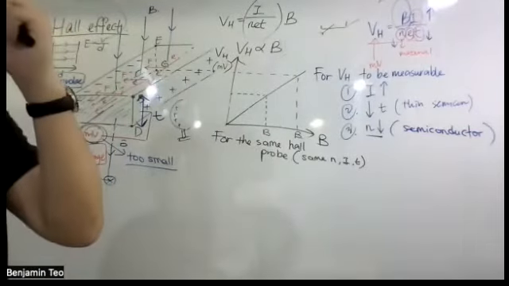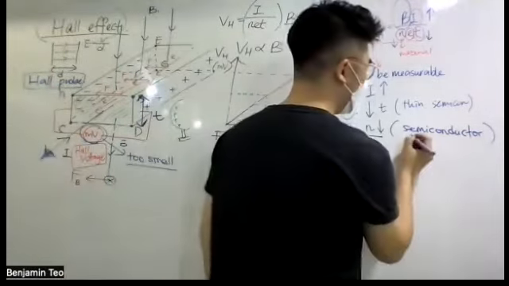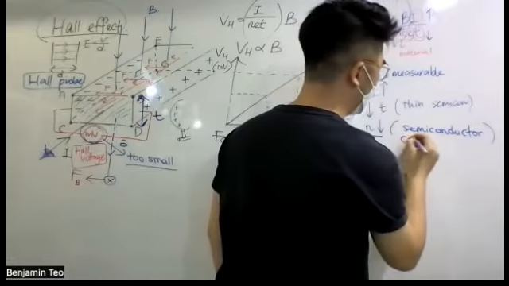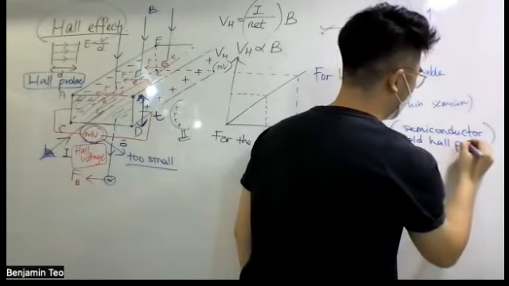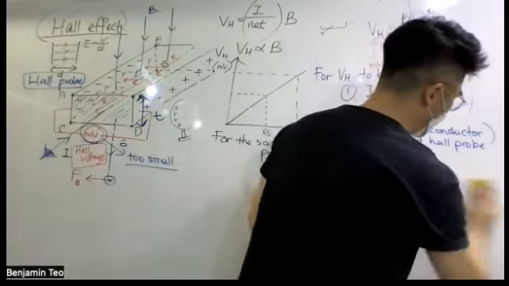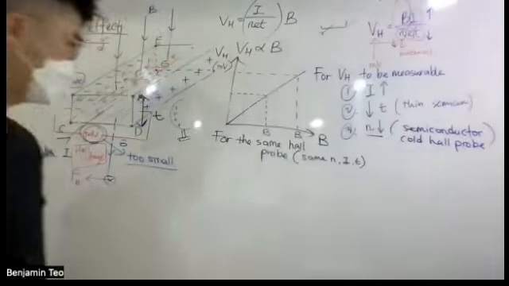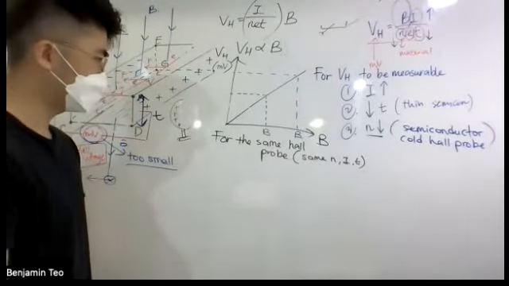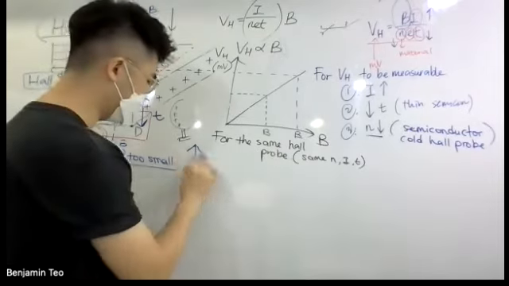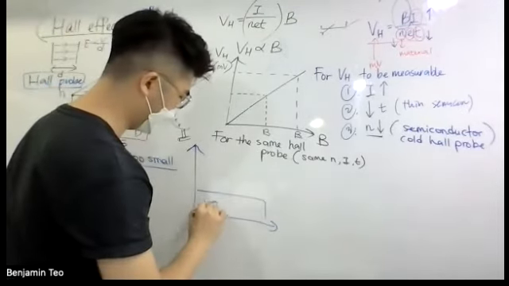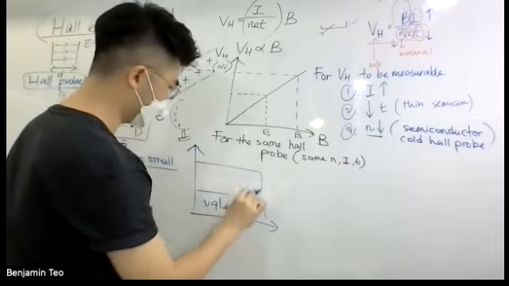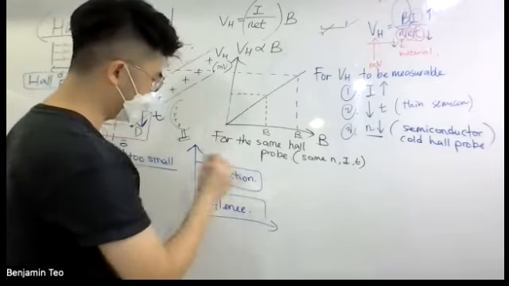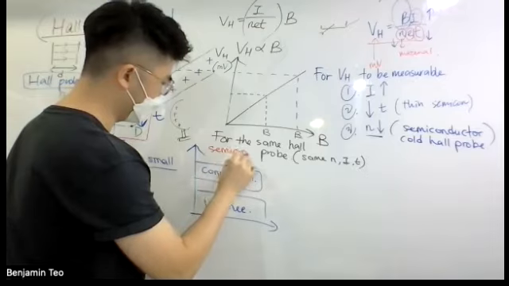The second way you can reduce the N is by lowering the temperature, decrease temperature. Or I can just say use a cold Hall probe. Why use a cold Hall probe? Recall earlier we mentioned the semiconductor. The higher the temperature, this is the band. That is the valence. This is the conduction. This is for the semiconductor.